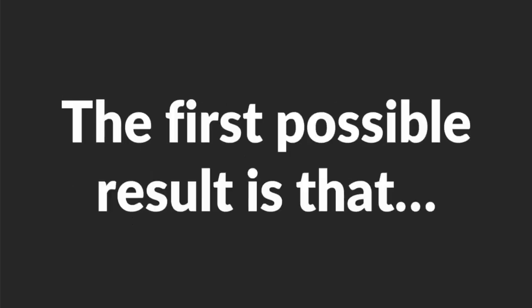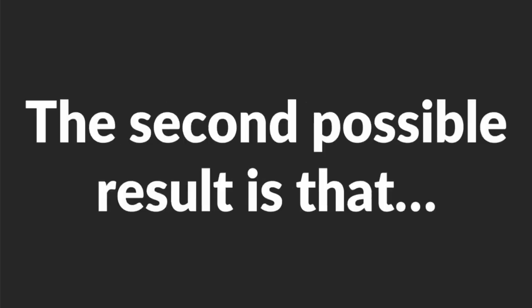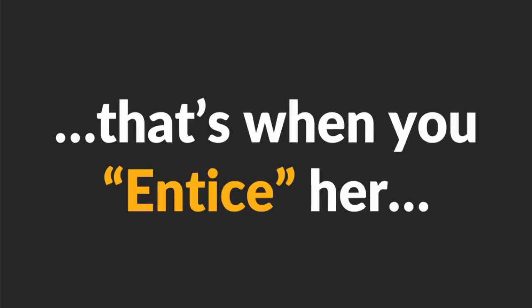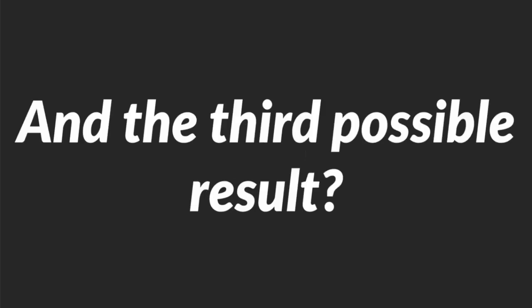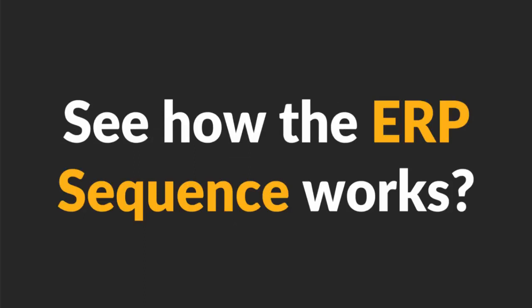Three things. The first possible result is that she does leave you, which is a good thing, by the way. You've just spared yourselves from what might have been decades of frustration. The second possible result is that she leaves you, but she realizes you are right, and so she comes back to you a changed woman. And when she does, that's when you entice her by giving her the kind of affection she needs the most. And the third possible result? She doesn't leave you at all, and she strives to change her ways just so she won't lose such a great guy as you. See how the ERP sequence works?